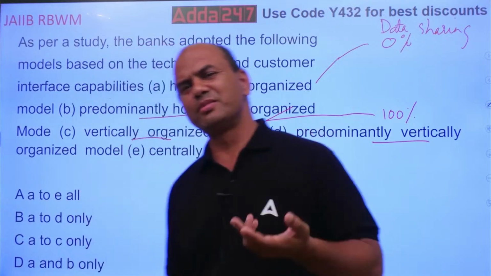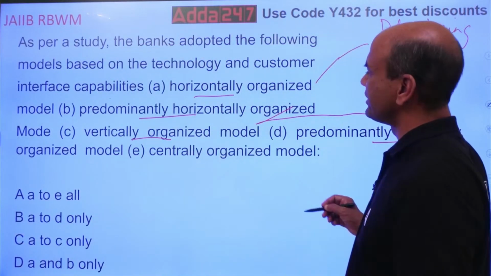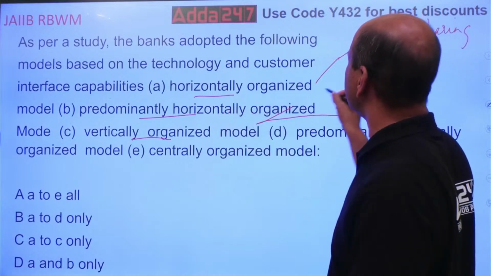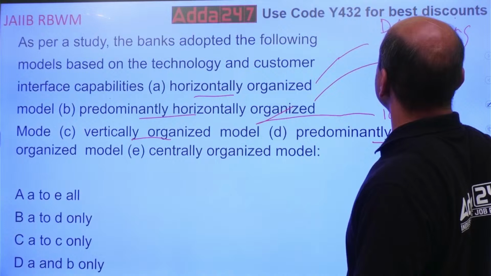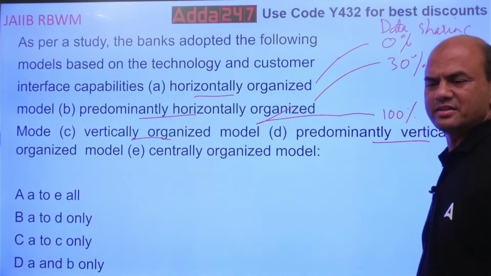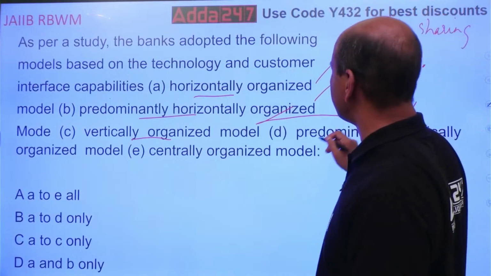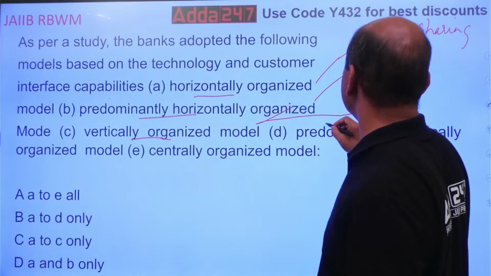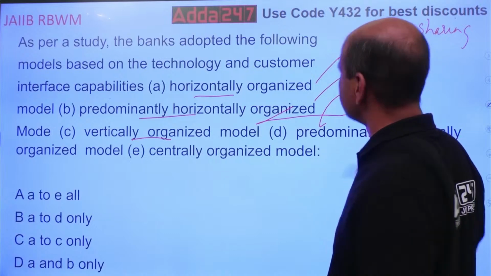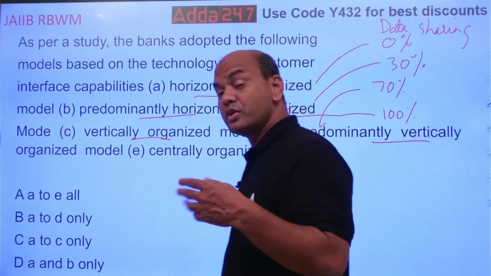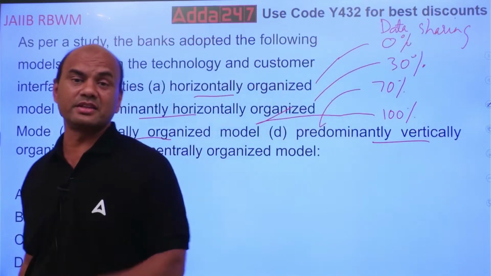Remaining two are in between. Means when I say PH, what does it mean? Predominantly horizontally. Here the data is shared roughly, I'll tell you 30%. Some data is shared. Okay. And in predominantly vertically organized, here almost 70% of the data is shared. Now what happens due to data sharing? What is the advantage of data sharing?